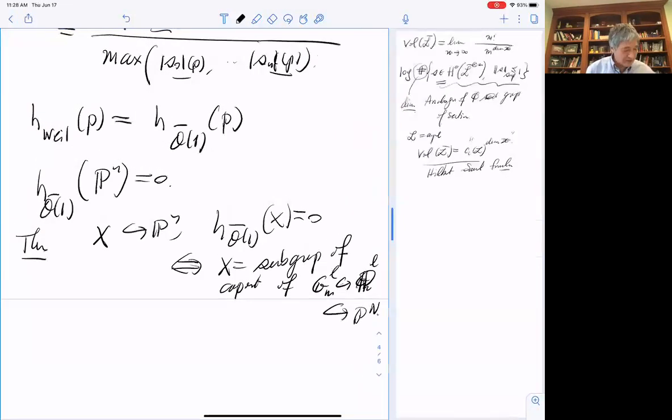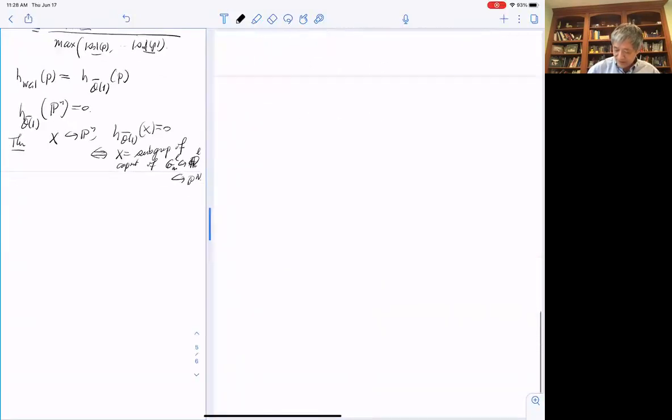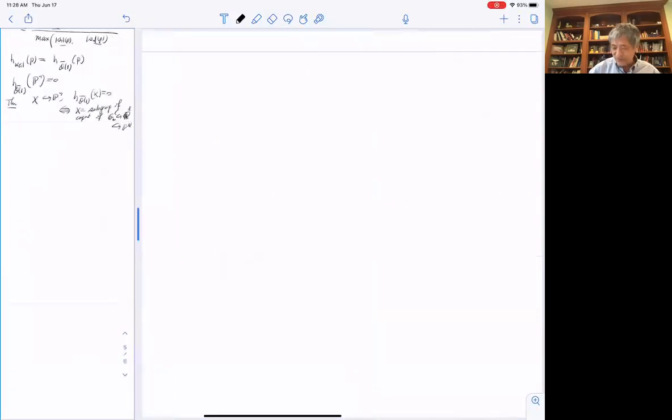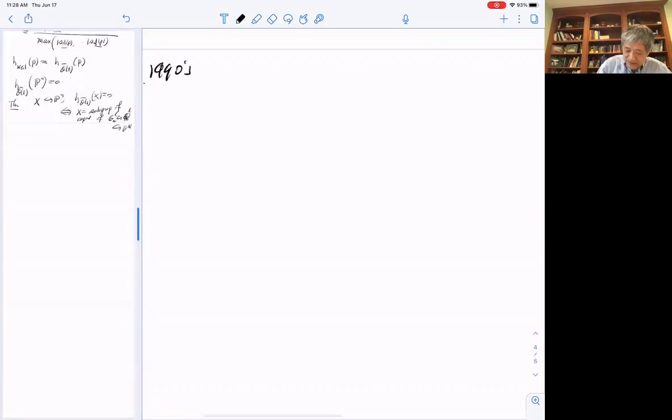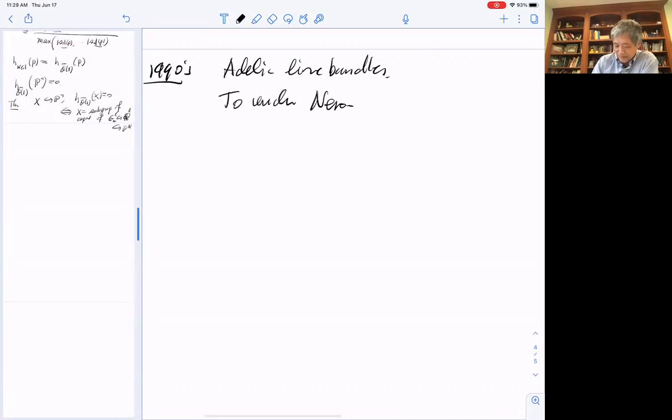So we're talking about Arakelov theory, and it's not really even used in a proof of the Mordell conjecture. I mean, the full power is not. So in the 90s, I introduced the adelic line bundles. And the purpose is to understand Néron-Tate heights, and something called the Bogomolov conjecture. So I'm going to write down.